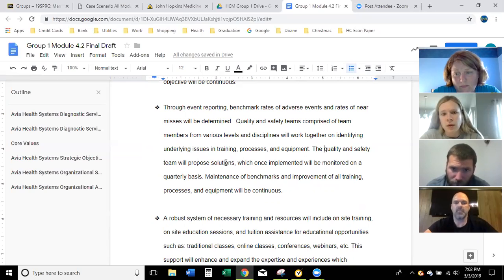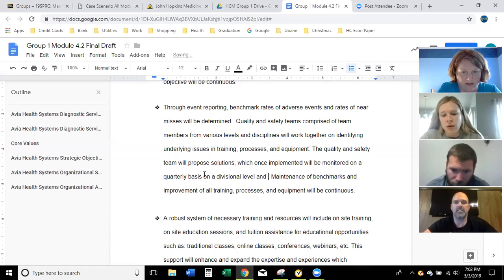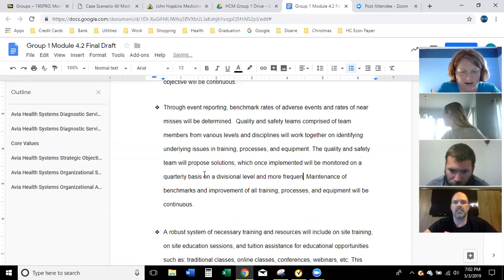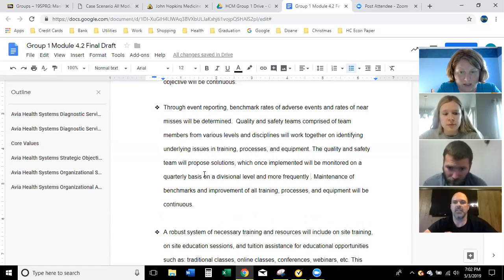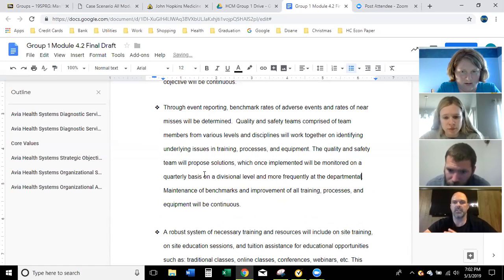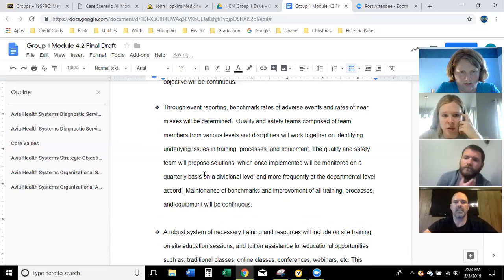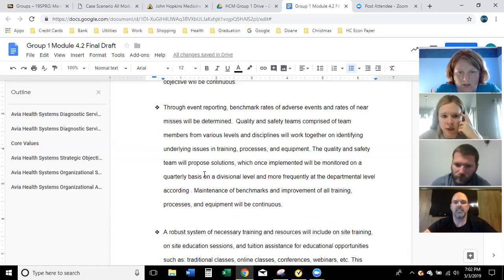The quality and safety team will propose solutions, which once implemented will be monitored on a quarterly basis at the divisional level, more frequently per needs of the department, or something like that. Did you say and more frequently? Sorry, according to the needs of the department, or more frequently at the departmental level according to their needs. Do we want to specify a time frame on that instead of just frequently? Do we want to put like monthly or weekly?